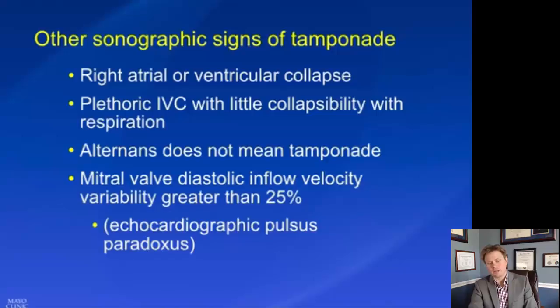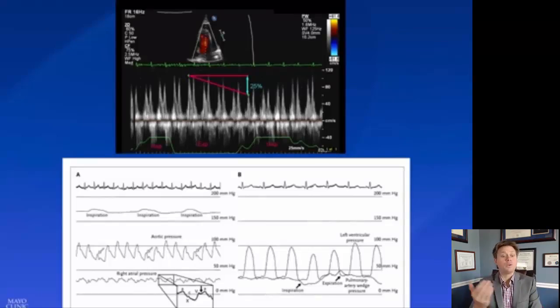You can do some additional calculations, such as mitral valve or tricuspid valve inflow velocity variability greater than 25%, and this is the echocardiographic equivalent of pulsus paradoxus. This is an example of what that would look like over time. There's always going to be some respiratory variation of the diastolic inflow velocities across the AV valves, but we see it significantly exaggerated in states of pericardial tamponade.